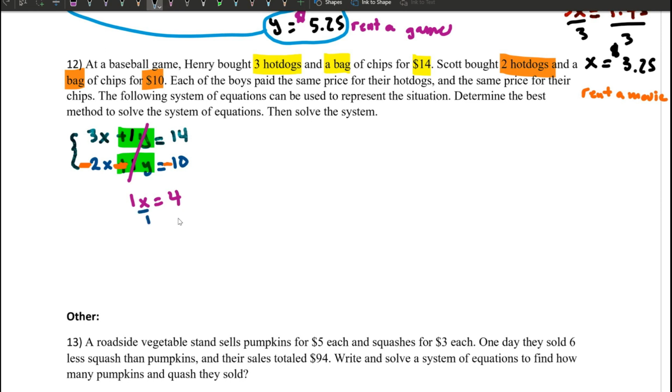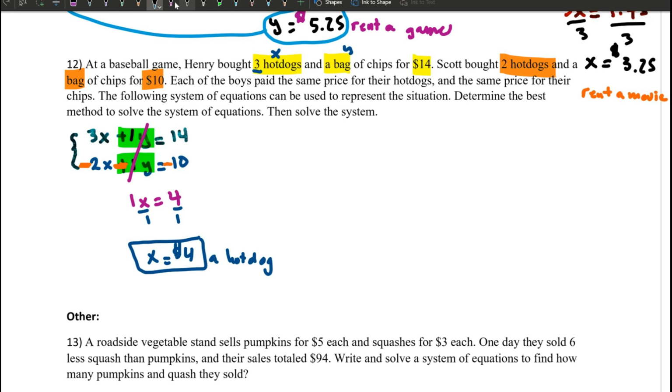We can divide by 1. X is still equal to 4. Now the question is for what? X represents the cost of a hot dog, not the hot dog itself, because it's 3 hot dogs. It's the cost of the hot dog. And Y represents the cost of a bag of chips. So $4 is the cost of 1 hot dog. $4 for a hot dog.